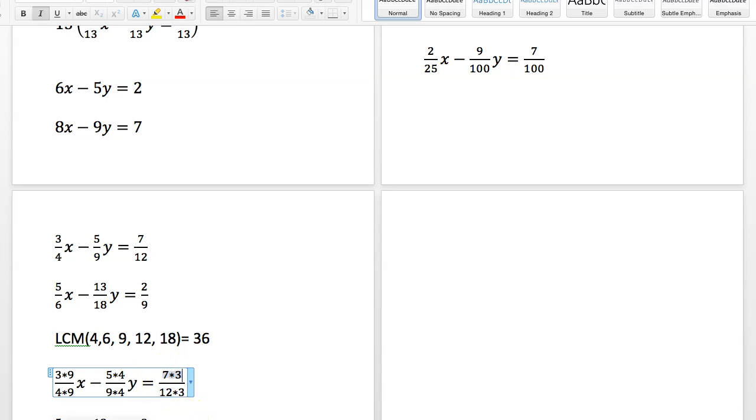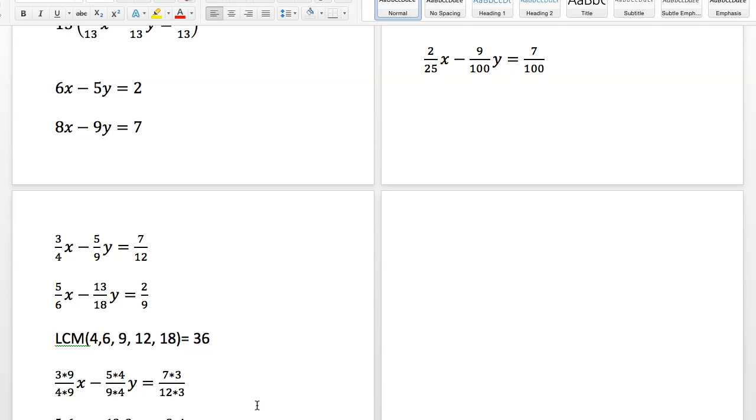Okay. Now, let's go down here. 6 times 6 itself is 36. We want 36 always for this problem. But the price you have to pay, you multiply the top by 6. Now 18, we already have 18. We multiply by 2 to get 36. The price you have to pay is you multiply the top by 2. Now 9. 9 times 4 is 36. But the price you have to pay, you multiply the top by that 4 as well.